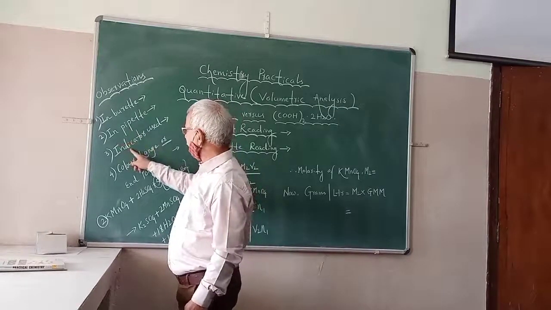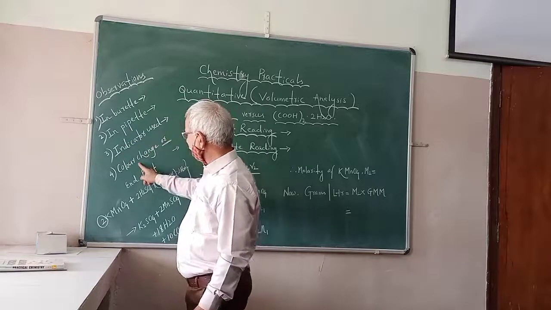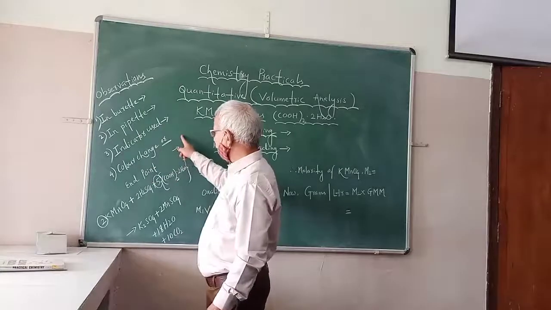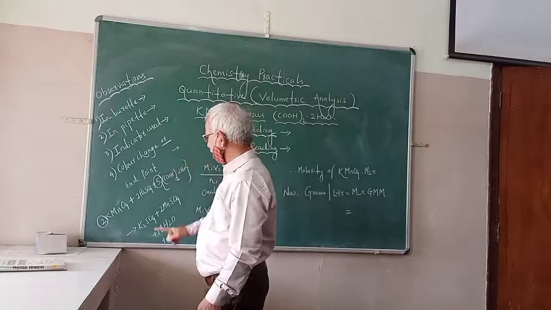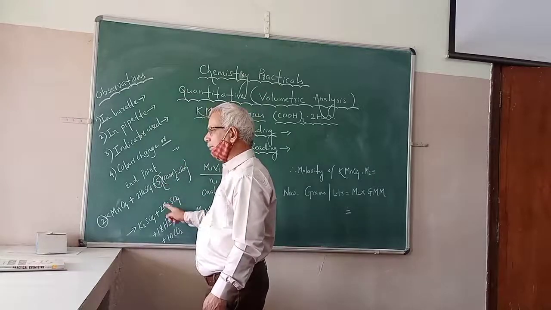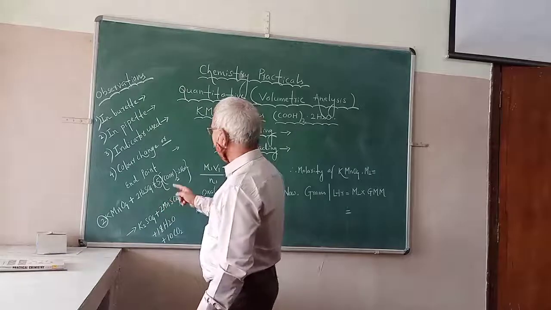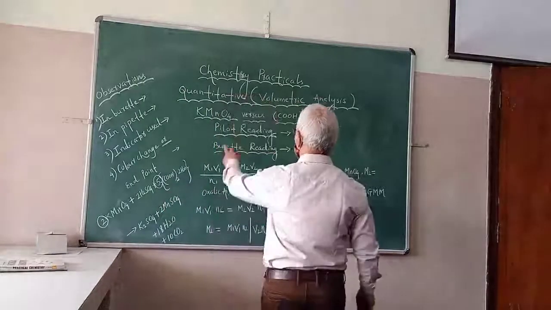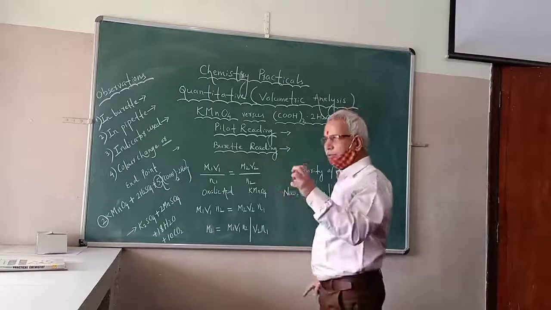Indicator: self-indicator KMnO4. Color change: colorless to pink. Our end point is what? Colorless to pink. And this is the balanced chemical equation involved in this experiment or titration, KMnO4 versus oxalic acid. Next, the pilot reading, which gives direction.